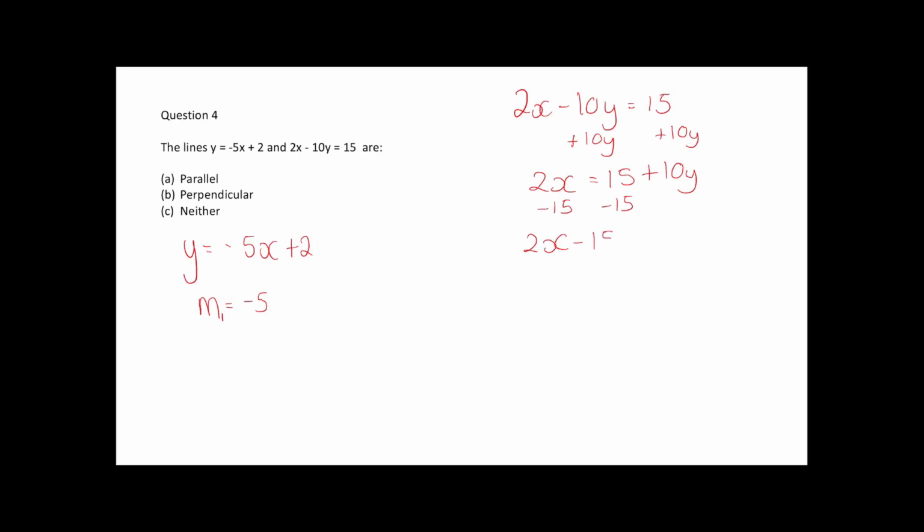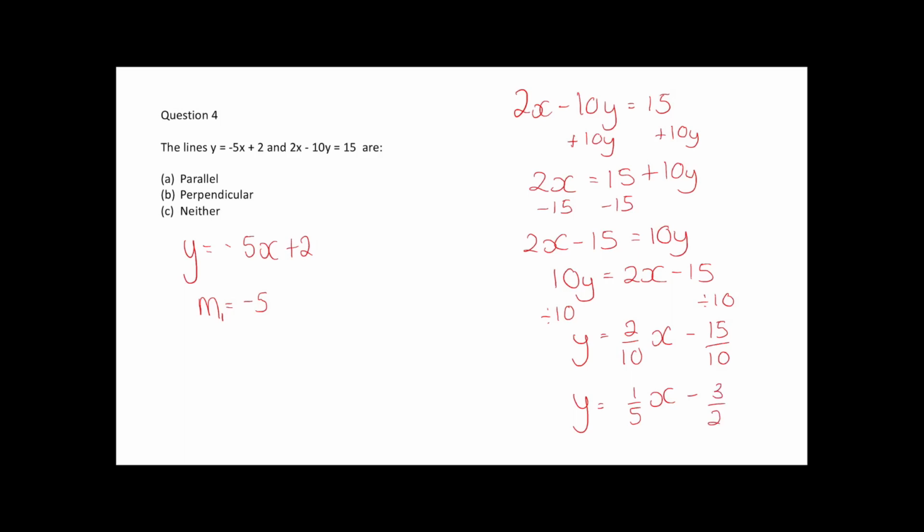So I've got 2x minus 15 equals 10y. I'm going to rewrite it with my y on the left hand side because that's a lot more familiar to me. And I'm now going to divide both sides by 10 to get y on its own. Remember that you're dividing everything by 10, so you're going to have 2 over 10x minus 15 over 10. That can be simplified, so I'm going to simplify it to 1 over 5x minus 3 over 2. That means that my second gradient, M2, is 1 over 5. So we're comparing m equals negative 5 and m equals 1/5.